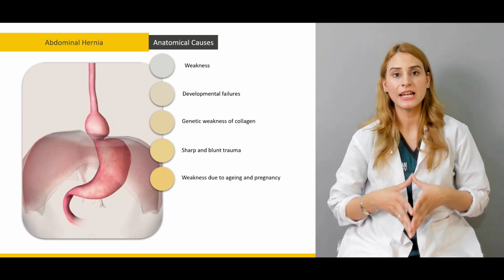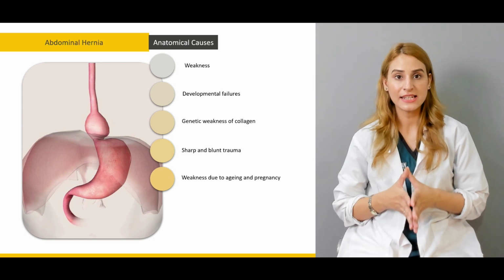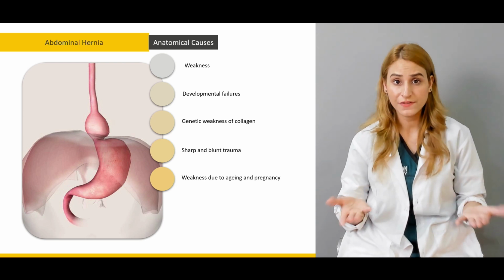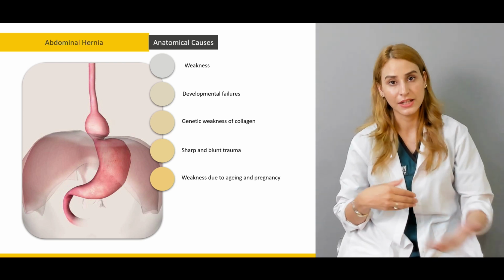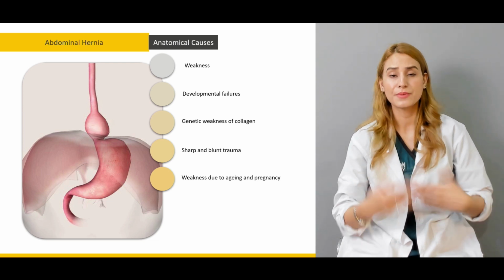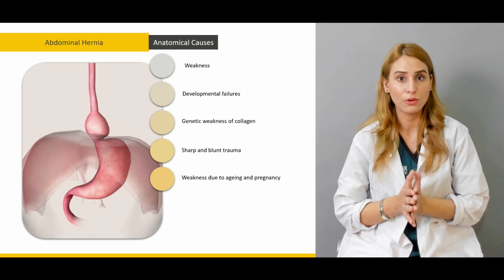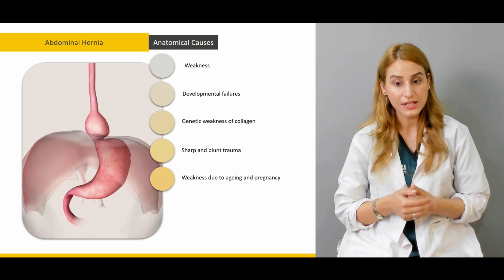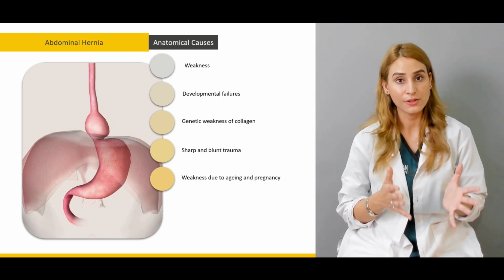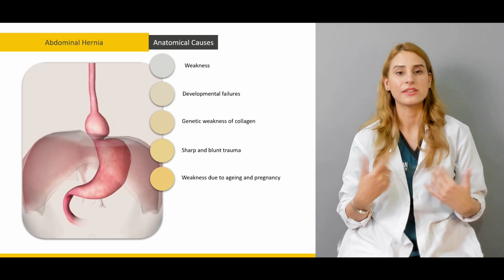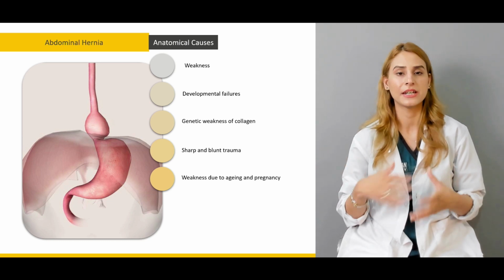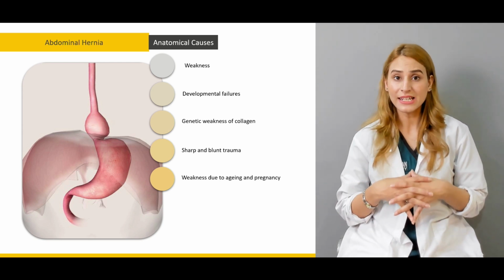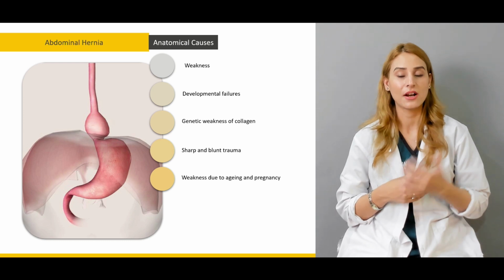Weakness due to aging and pregnancy. Why aging and why pregnancy? Because in the process of aging, there's a loss of elasticity of the skin. The process of regeneration is very slow, there's not much collagen deposition, and the elasticity of the skin is also lost. So aging leads to weakness. Particularly if we talk about inguinal hernias, they're very common in old age males because of the potential weakness developed in them due to aging.